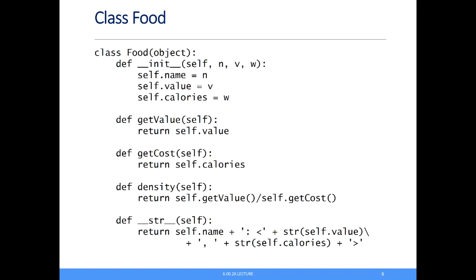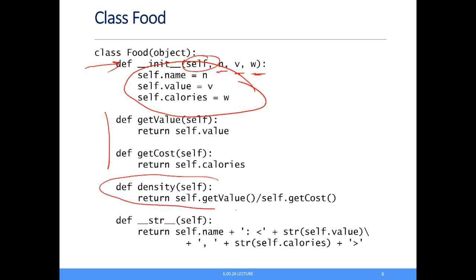All right, let's start with class Food here. Almost nothing of interest here. It's a very simple init function. Takes the ubiquitous self, the name of the food, the value of the food and its weight, and stores it in these attributes. We've got the usual getters of get value and get cost. And we can get the density, which we just talked about, by dividing the value by the cost. And finally, there's an operation that we'll be using to print the values of food.